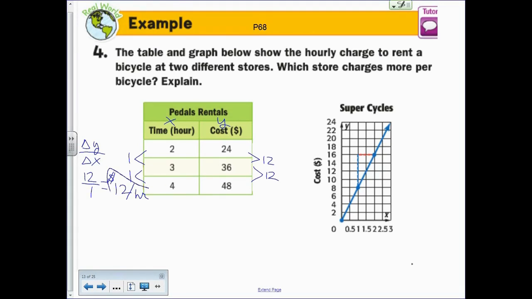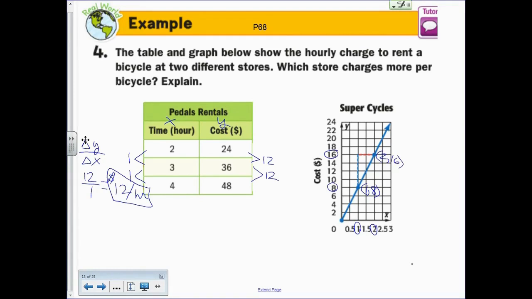Take a look at the graph. Since none of our points are labeled on our graph, we kind of need to go and label them. You will notice they put a couple points on here. They put points that are easier to work with. They chose 1, 8, and they chose 2, 16.